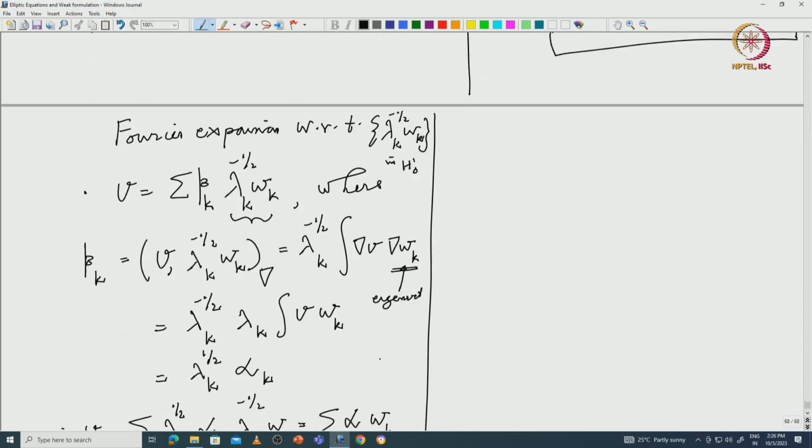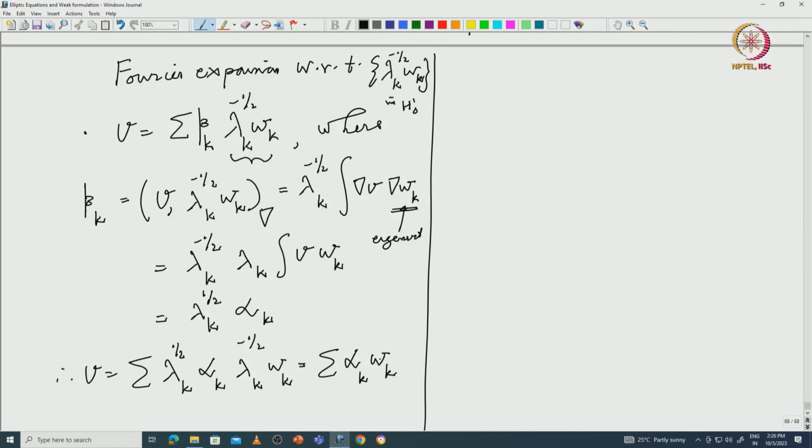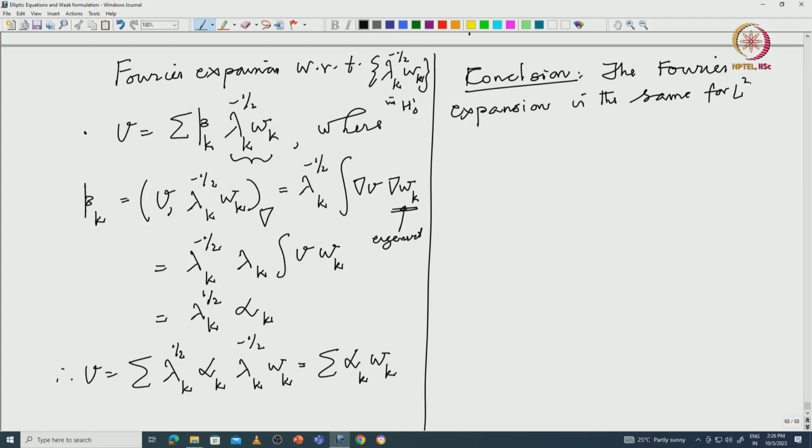So the Fourier expansion is the same in both spaces. This is a nice observation. The Fourier expansion is the same in both spaces, even though the expanding things are for different spaces, L2 and H1 naught, and which of course implies you can get an approximation.